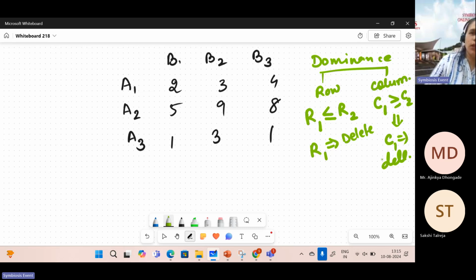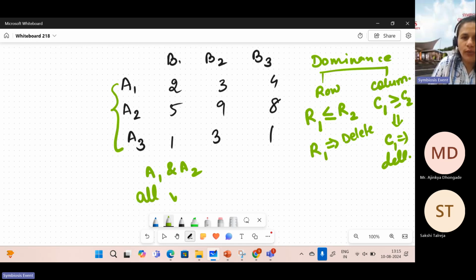Why, ma'am, is the row the minimum and the column the maximum? Because I'm working corresponding to player A, right? So how can we do it? Look at this one. If I start by comparing A1 and A2, so 5, 2, 9, 3, 8, 4, what you are observing is that all values of my A1 are coming lesser than A2. So whatever is smaller is going to be eliminated because of the row minima. So what am I going to eliminate?